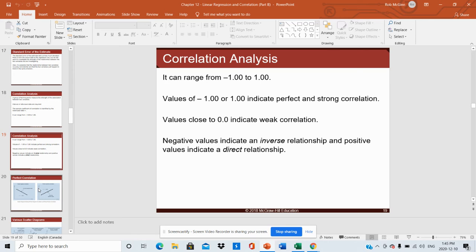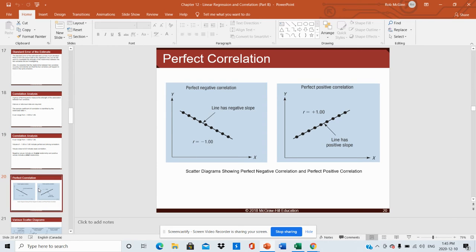So, two examples of what perfect correlation looks like. If our correlation coefficient, r, equals -1.0, that indicates perfect negative correlation. So we get a downward sloping line. As x gets bigger, y actually gets smaller. And if it's -1.0, that means perfect correlation, so all our actual points lie right on our linear regression equation.